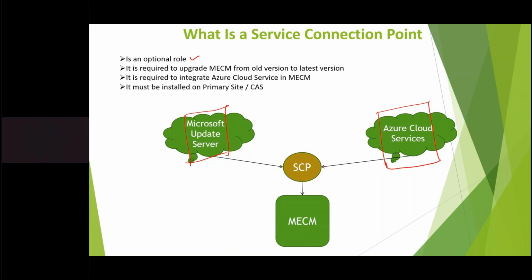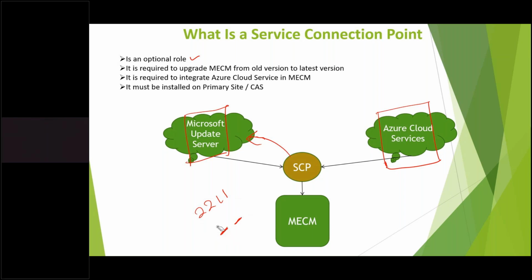Now there are two things which it does. First, it will communicate to the Microsoft Update Server and find out any new update for MECM. Right now, what is the latest version of SCCM? 2211. But in future, we will have the latest version as 2303. I think it is going to be released this month, March. They are going to release the latest version 2303. 23 means 2023 and 03 is March.